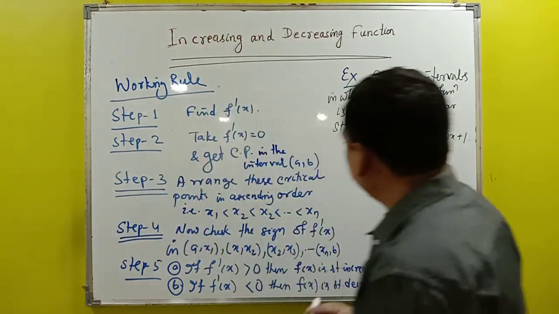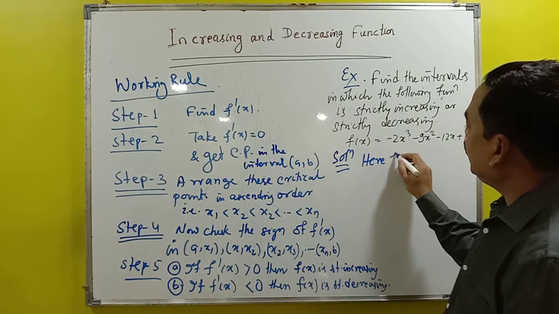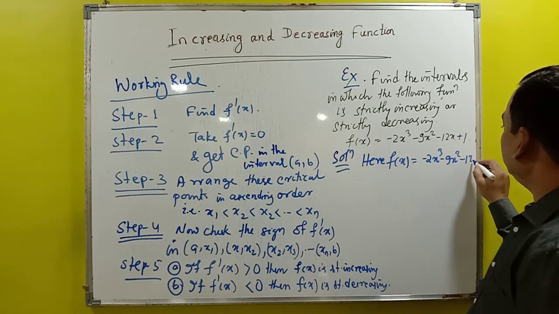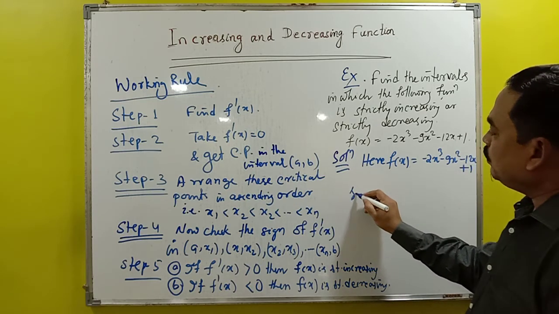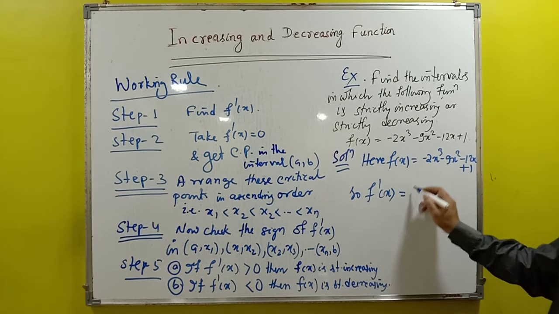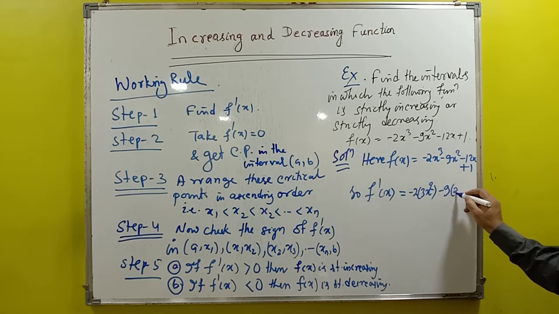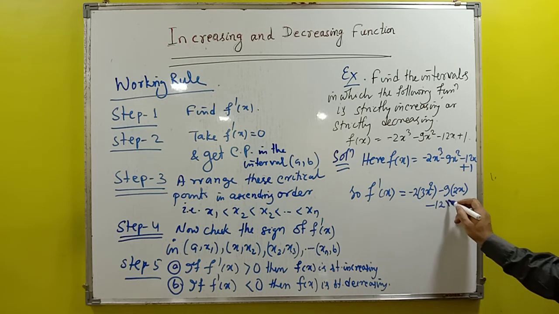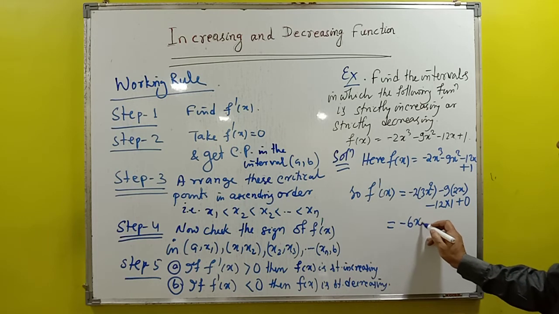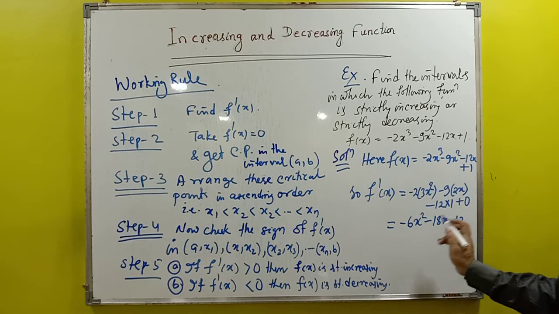Solution. Here f of x is equal to minus 2x cube minus 9x square minus 12x plus 1. So we find f dash x, the derivative with respect to x. This is minus 2 into 3x square, minus 9 into 2x, minus 12 into 1, plus 0. So this is equal to minus 6x square minus 18x minus 12.